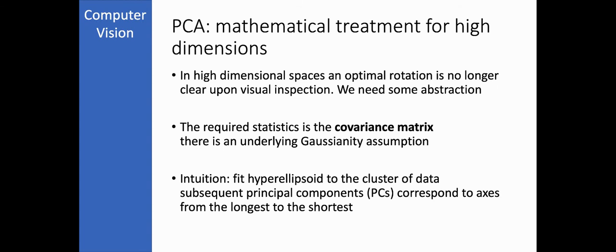And the required statistics is what's called the covariance matrix. So in PCA, there's really an underlying Gaussianity assumption. The intuition is I want to fit a hyperellipsoid to the cluster of data, and the subsequent principal components will correspond to the axes of this ellipsoid, starting from the longest axis going to the shortest one.